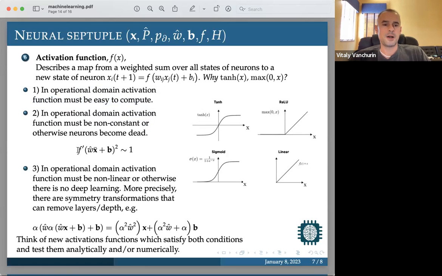Or neurons become dead, which is what we said. So it has to be easy to compute, non-constant, and the third one, it must be nonlinear, and that's actually essential. Very often, people would just stick into a layer a linear activation function. That's useless. You can eliminate this layer, and that's not going to affect your performance.